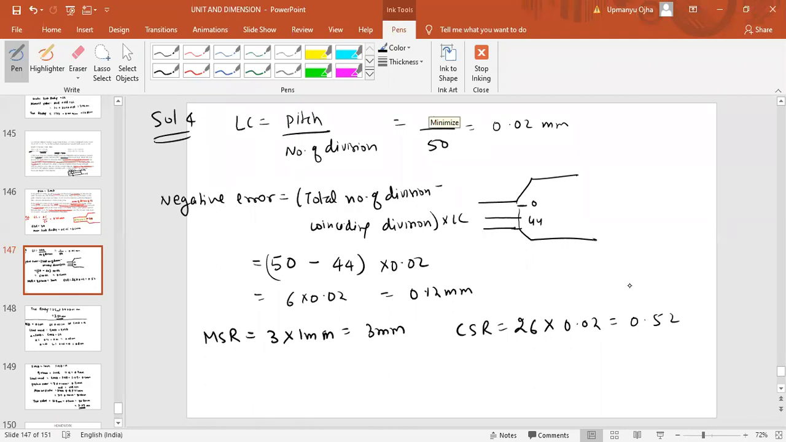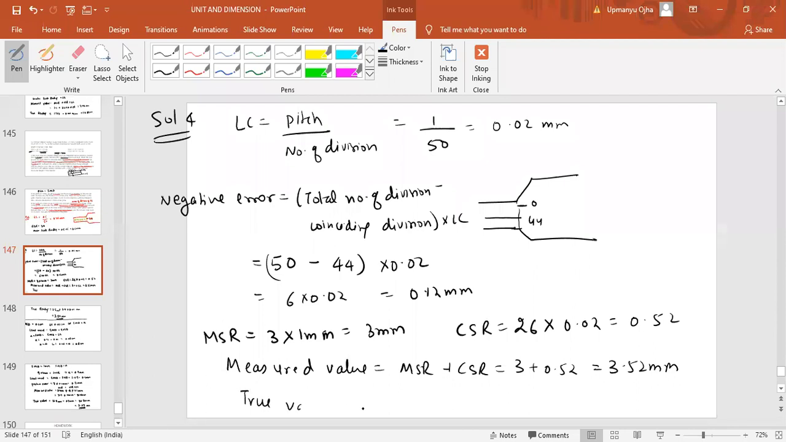See, negative error, I told you, when the zero of the circular scale is above the reference line, then it is a negative error. So in this case, it is above the reference line, so it is negative error in this case. Now main scale reading is 3 millimeters. So what is the measured value? The measured value will be equal to main scale reading plus circular scale reading. Circular scale reading, that is how much? 3 plus 0.52, which is 3.52 millimeter is the measured value. What is the true value?